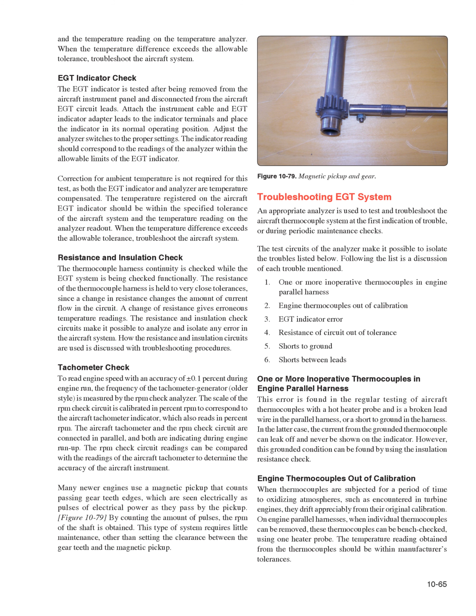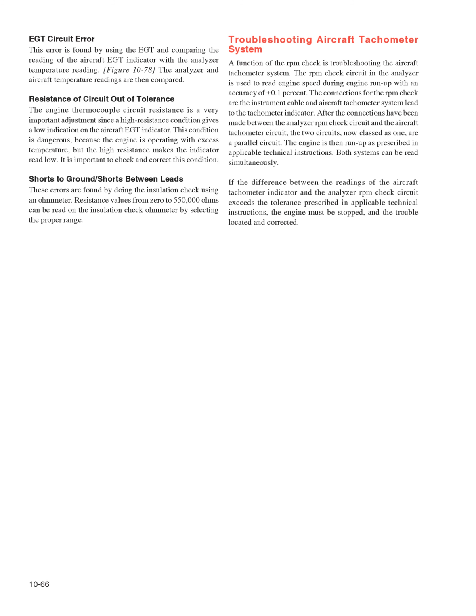Engine thermocouples out of calibration. When thermocouples are subjected for a period of time to oxidizing atmospheres, such as encountered in turbine engines, they drift appreciably from their original calibration. On engine parallel harnesses, when individual thermocouples can be removed, these thermocouples can be bench checked, using one heater probe. The temperature reading obtained from the thermocouples should be within manufacturer's tolerances. EGT circuit error. This error is found by using the EGT and comparing the reading of the aircraft EGT indicator with the analyzer temperature reading. Figure 1078. The analyzer and aircraft temperature readings are then compared.